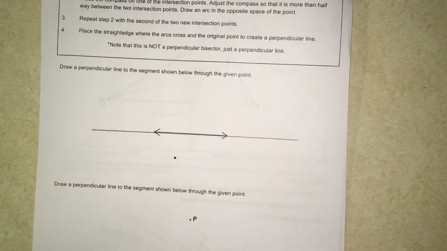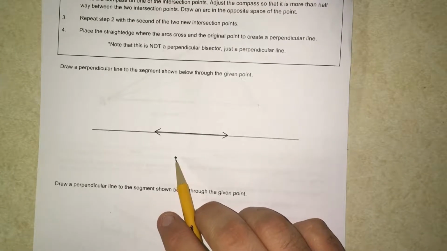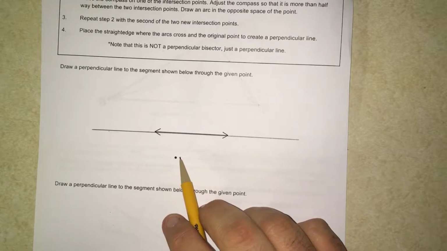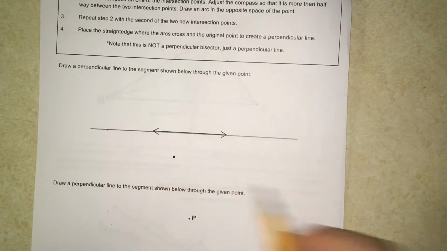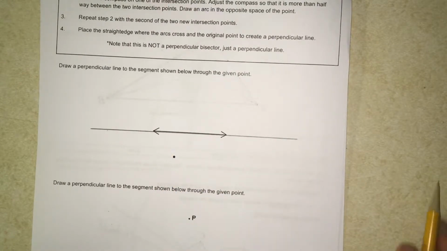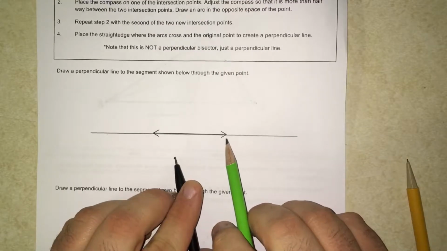So in order to do the construction, we're looking at this point right here, which would essentially be the vertex of an altitude. I know there's no triangle here, but that's essentially the purpose of this. It's a random point that we need to get perpendicular to the given line. Now, the way that you're going to do this is you're going to put the point of your compass on the point itself.